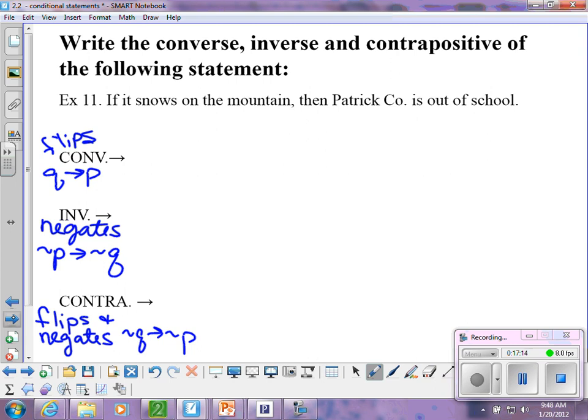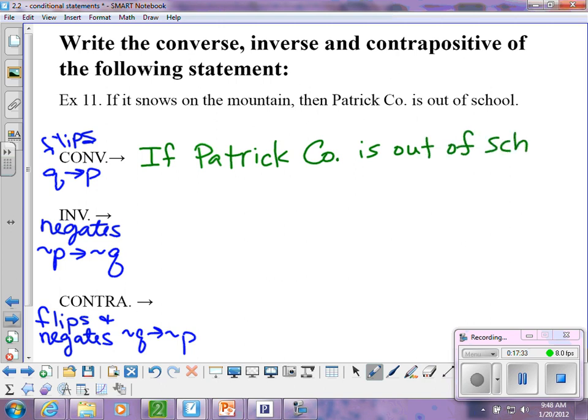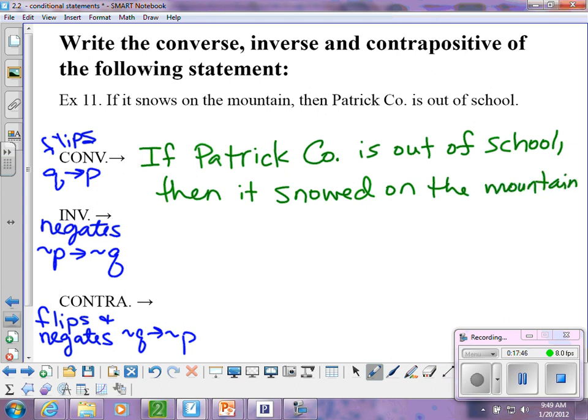So let's write this down. If it snows on the mountain, then Patrick County is out of school. Yeah, so I'm going to flip it first. So if Patrick County is out of school, then it snowed on the mountain. Make sure you keep it grammatically correct. Okay.